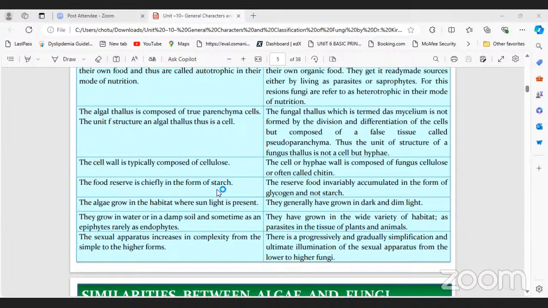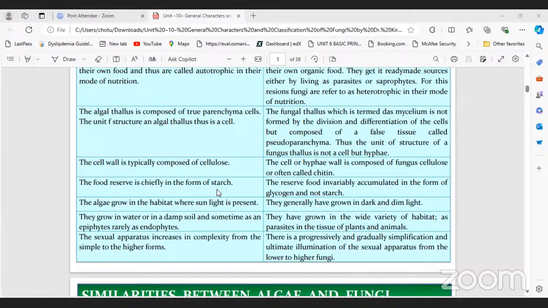Another differentiating character: algae grow in water or damp soil, sometimes epiphytic or rarely endophytic. Fungi grow in a wide variety of habitats. What are the habitats? Parasitism in the tissue of plants and animals. Fungi are always parasitic, yes or no? They can't live alone; they depend on other organisms. That's why they are saprophytic or parasitic. They get a ready-made source of food either by living as parasites or saprophytes. They grow in a wide variety of habitats, as parasites in the tissue of plants and animals.